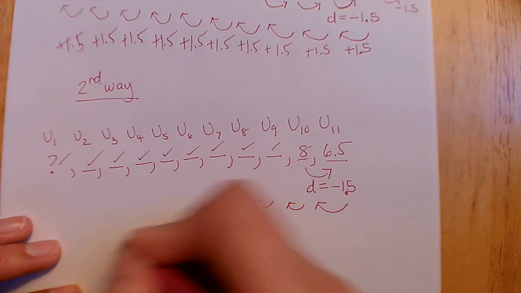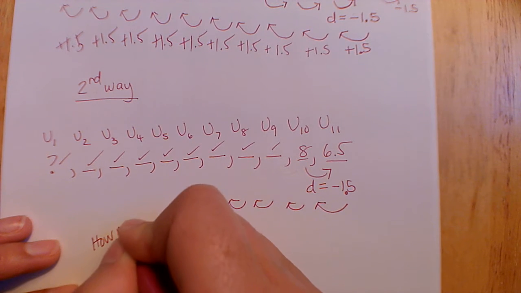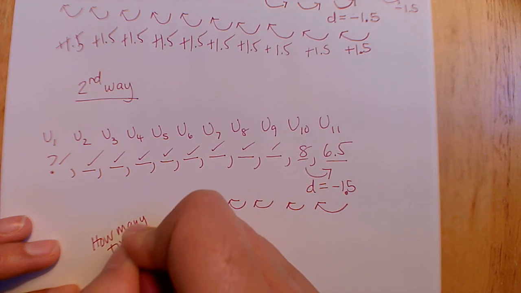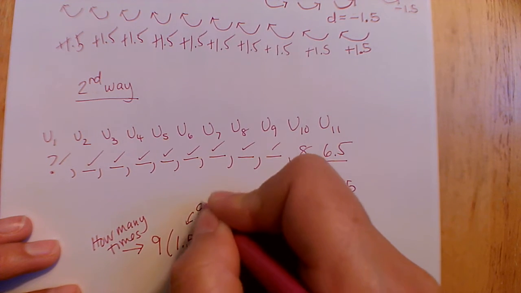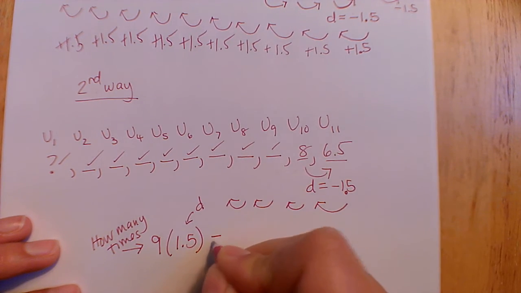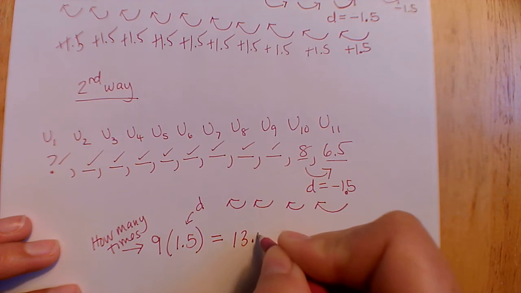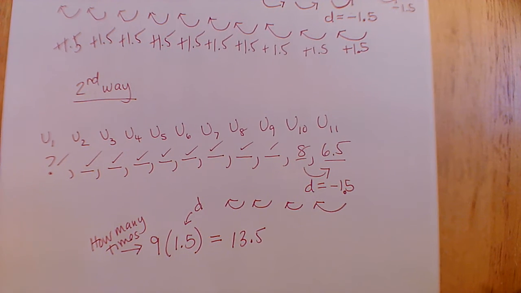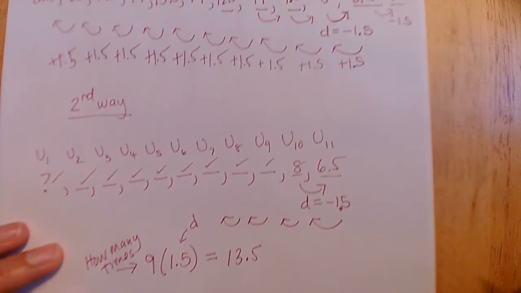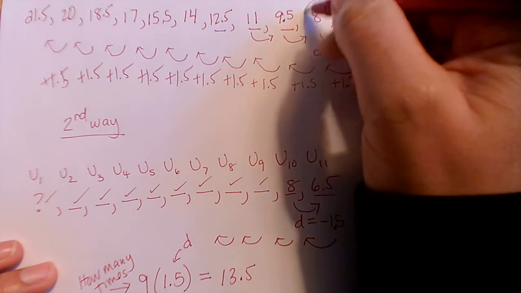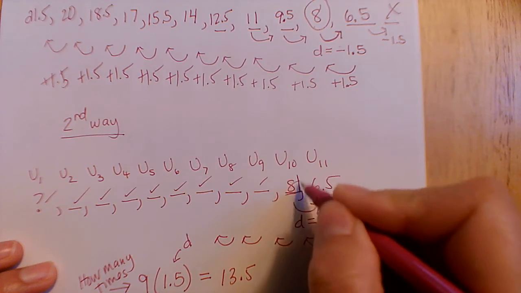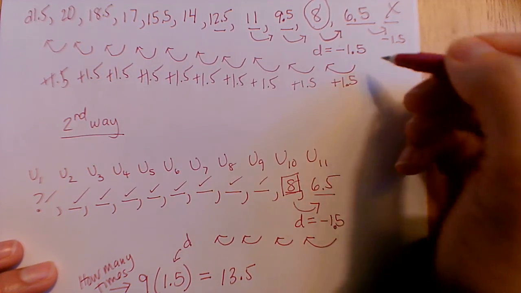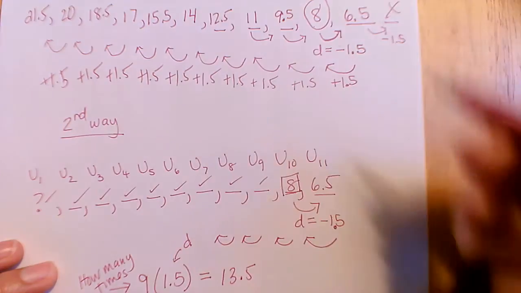This is how many times, and then this is our common difference, okay? And what we're going to get here is 13.5. So we had to add 13.5. What do we have to add 13.5 to? Who did we start with? Well, we started with the number 8. That's who we started with, and then we kept adding.